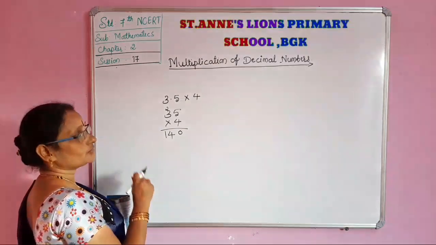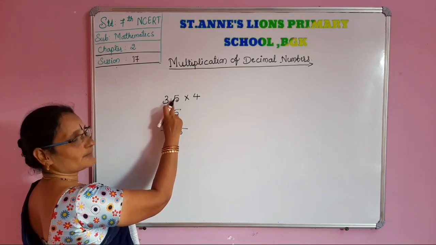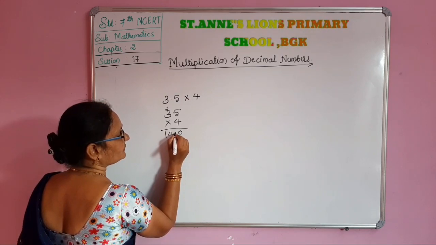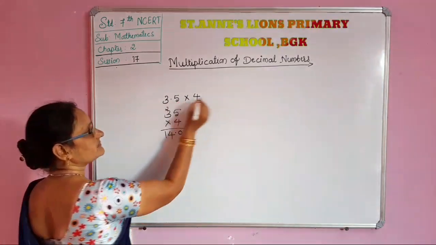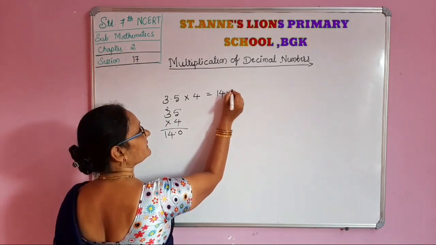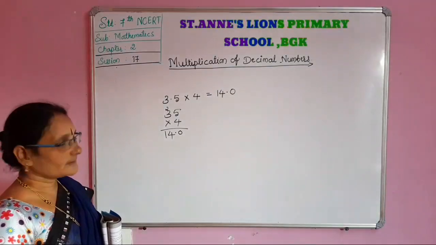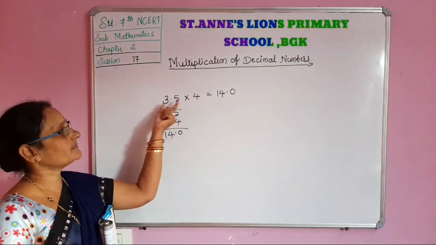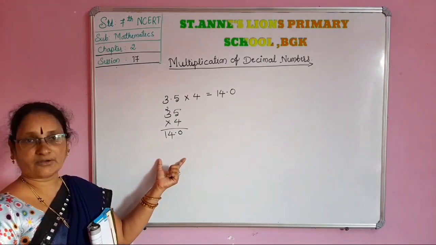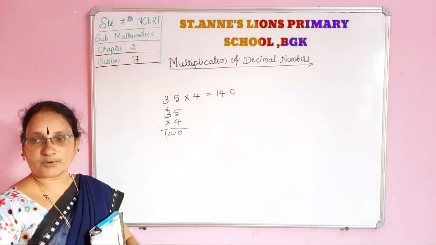Now here you have to give the point, that is important. Here, after how many places is the decimal point? After one place. So here also after one place you have to give the decimal point. So 3.5 into 4 is nothing but 14.0. Okay, this is one case. Here one is a decimal number, one is a whole number. This is the method of multiplying and giving the decimal point.